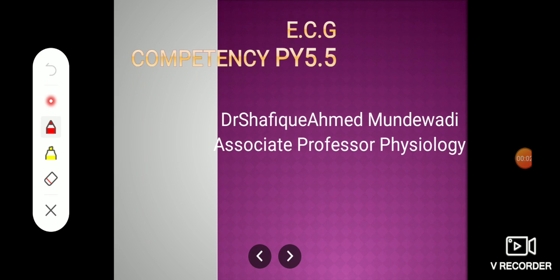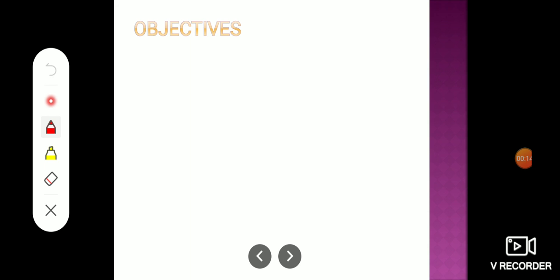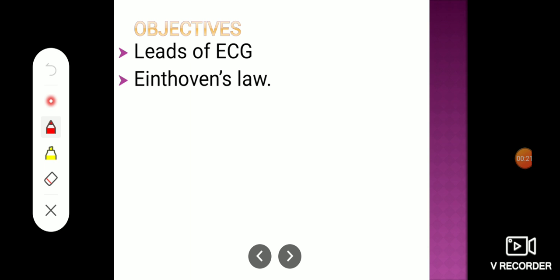Good morning, dear students. Today we'll discuss physiology of electrocardiogram, part 2. It's competency PY 5.6. The objectives of today's lecture are: what are the different leads of ECG, and what is Einthoven's law.